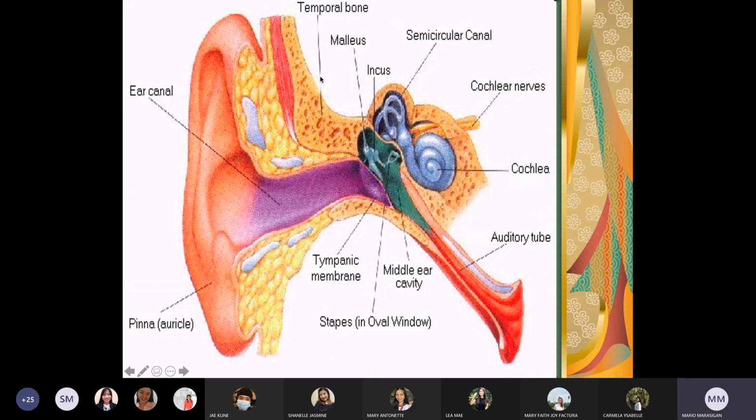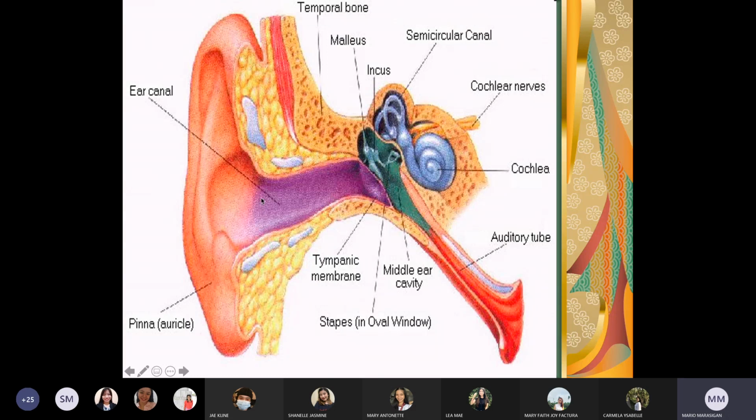Okay. So again, showing here is the anatomy of your ear. It is divided into three: external, you have the middle part and the inner parts. External, you have the auricle or the pinna. It is made of elastic cartilage. Okay, when you bend it, it will return to its normal shape.